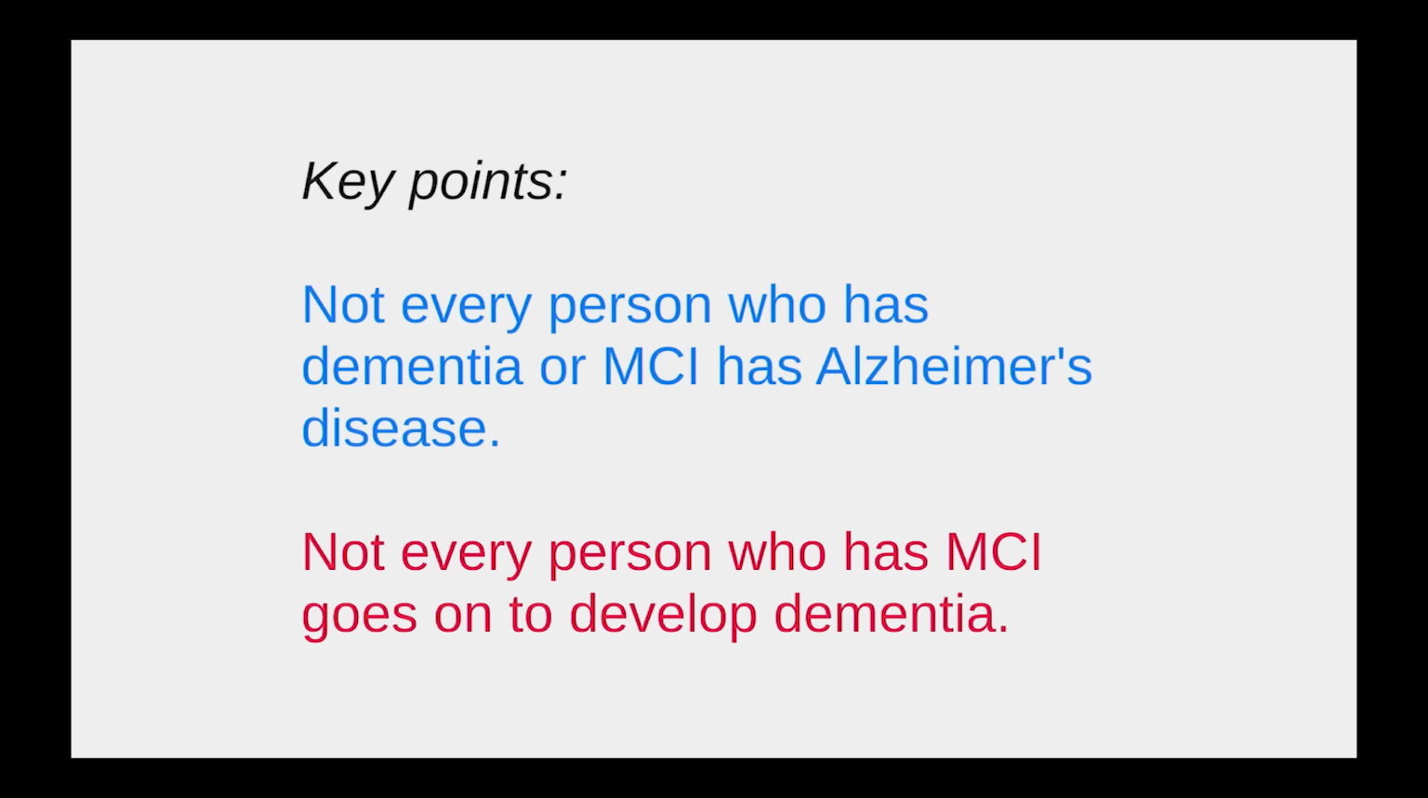It's important to understand that not every person who has dementia or MCI necessarily has Alzheimer's disease. Both these terms, MCI and dementia, are just clinical terms, and a lot of things can cause them. Also, not every person with mild cognitive impairment will necessarily progress to dementia. So we have all of the possibilities. A person can be clinically asymptomatic, they can have mild cognitive impairment, or they can have dementia. One may progress to the other, but not necessarily.